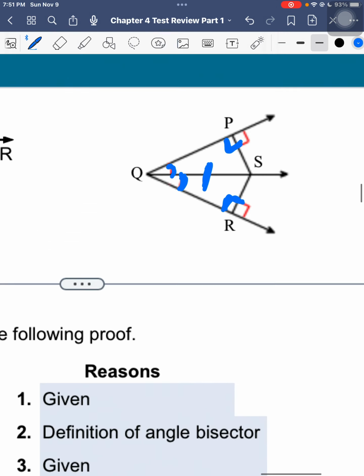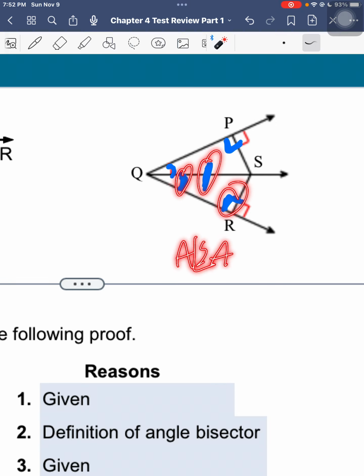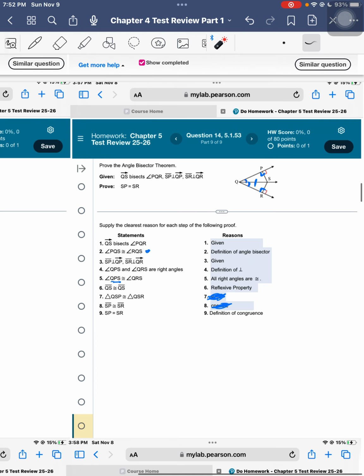Now, we know that this is not ASA. Why is it not ASA? Because for ASA, this S has to be included between the two angles. Is this tick mark included between these two? No, it's not. If it was included, the tick mark would be here, but it's not. So this is AAS.